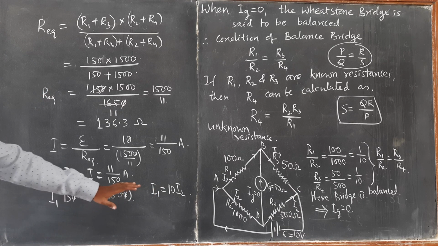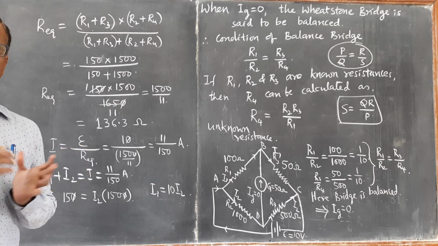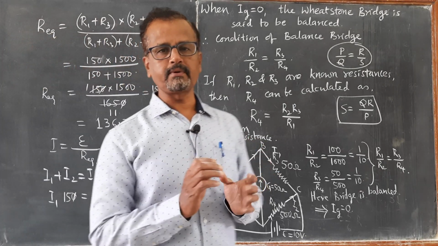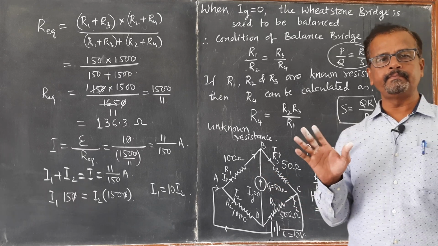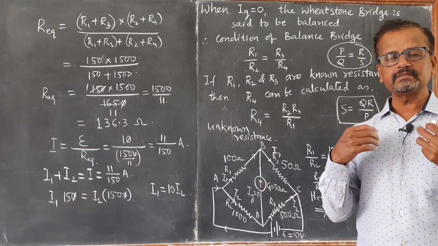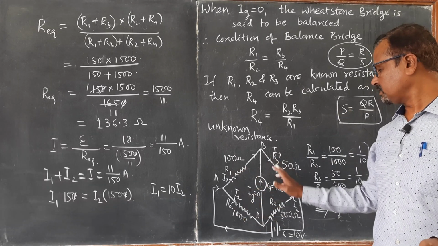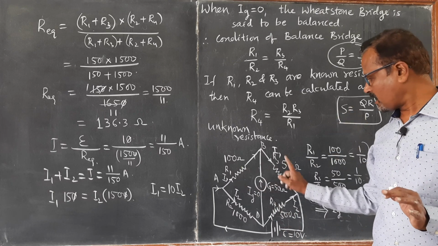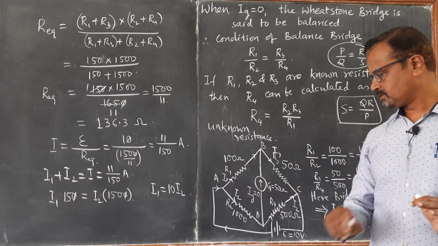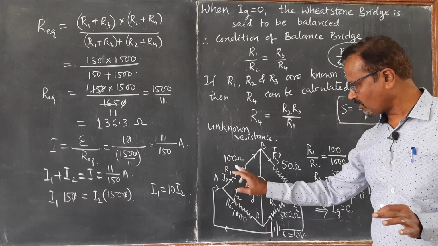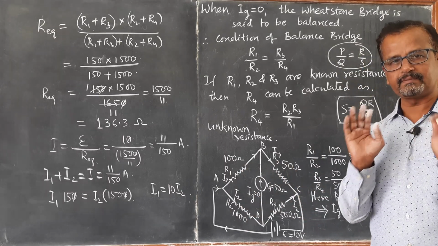Okay, this is how we need to apply the condition of balanced bridge and solve the numerical problem. So whenever such numerical problems are given to you, first of all you have to check whether the bridge is balanced or not. If the bridge is not balanced, R1 by R2 is not equal to R3 by R4. Look at the order. You have to take the order R1, R2, R3, R4. You have to take that particular order.